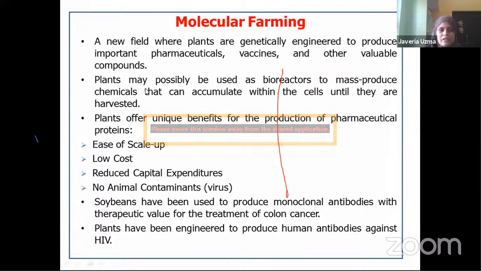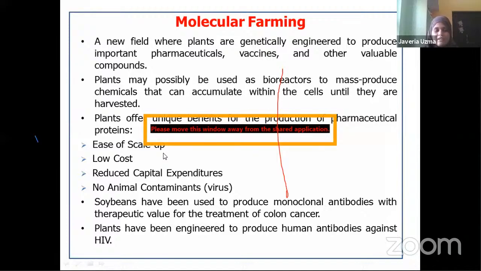So it is a very valuable application of transgenic technology, that is molecular farming. Here plants offer unique benefits for production of pharmaceutical proteins, like ease of scale up. Easily you can scale them up, meaning in a field of 1 acre you can grow many plants, whereas for bioreactors you require large industries with huge bioreactors, huge vessels. That can be avoided here, and they will be low cost when compared to bioreactors.